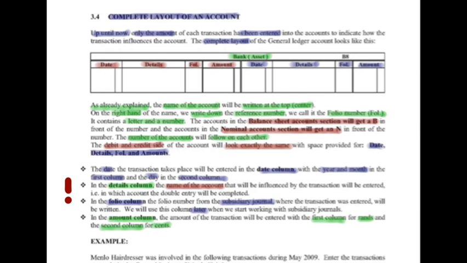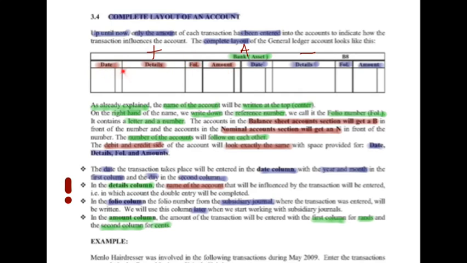Then we've already said the debit and credit side of the account will look exactly the same, and you can see this is identical to that. The only difference is that on the one side I will use my columns to increase the account, and on the other side I will use my columns to decrease the account, but the information that I would write in is exactly the same. Therefore: date, details, folio, amount.